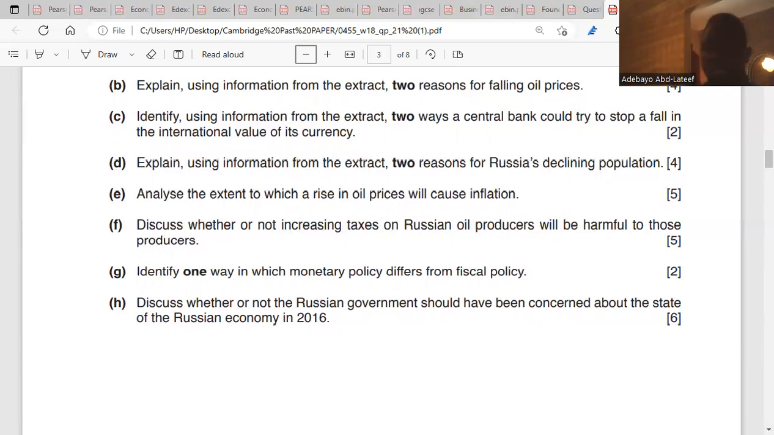What I'm saying is this: if oil prices increase, firms and industries that use oil will witness a high cost in their production. So a high cost in production would lead to them increasing the prices of their products, leading to cost push inflation. A rise in the prices of oil will also increase the cost of transportation, because most means of transportation run on oil.